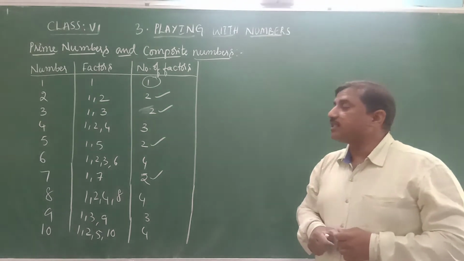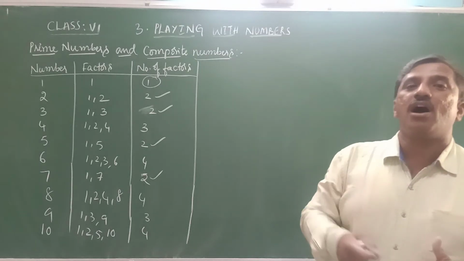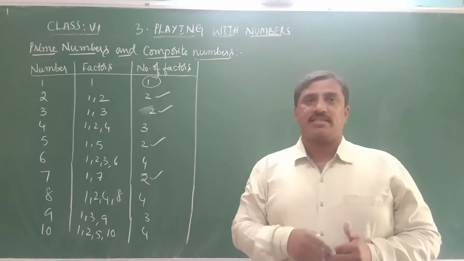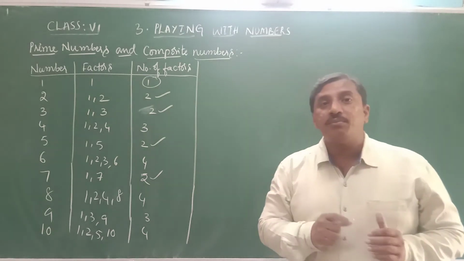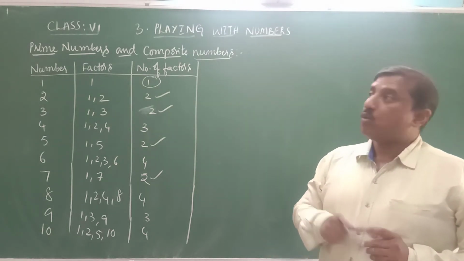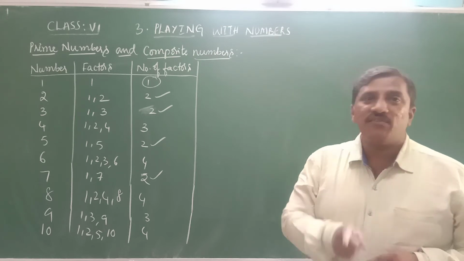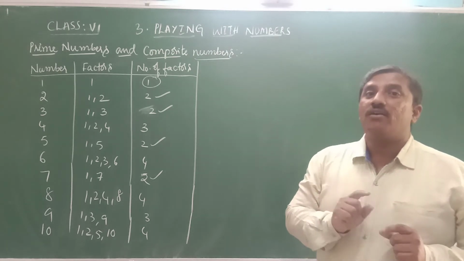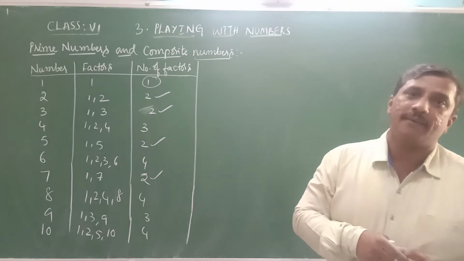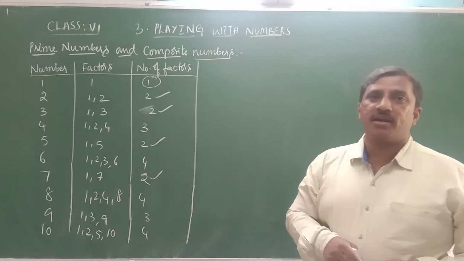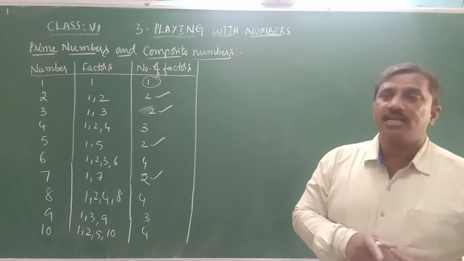Then what are composite numbers? The numbers which have more than 2 factors are known as composite numbers. What about 1? 1 is having only 1 factor. That is, 1 is neither a prime number nor a composite number. 1 is not a prime number and 1 is not a composite number.